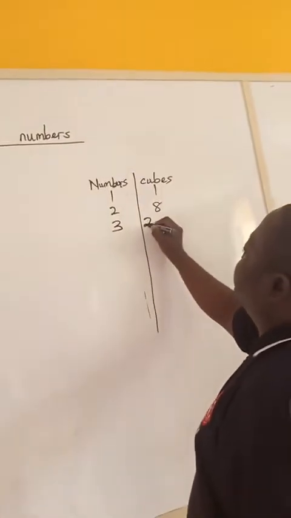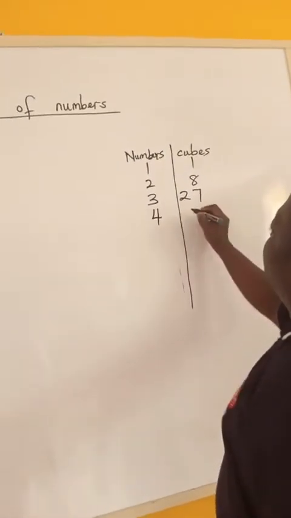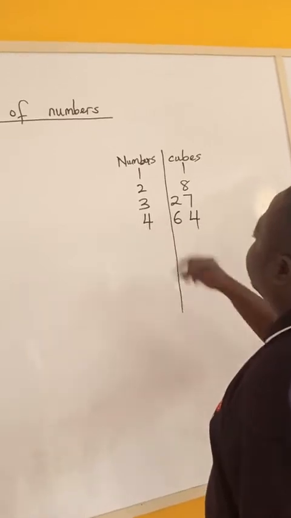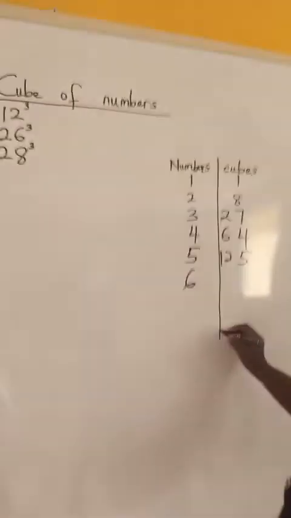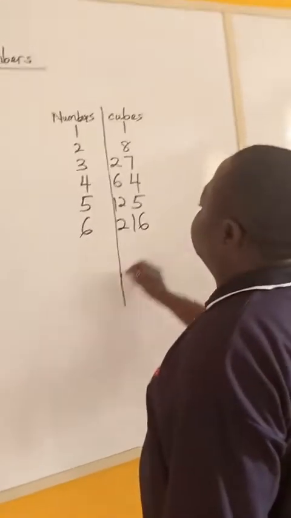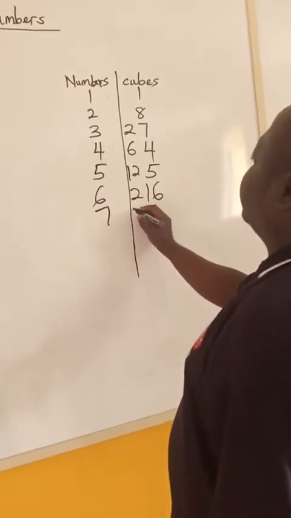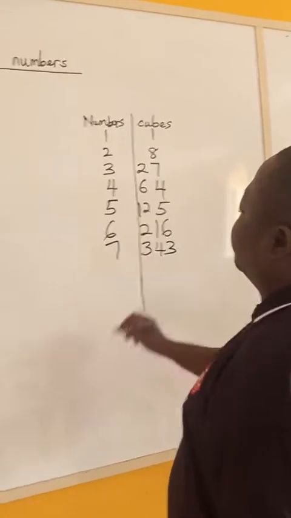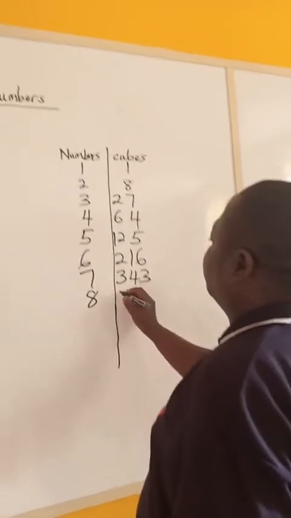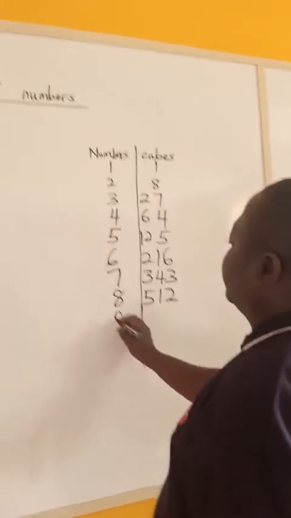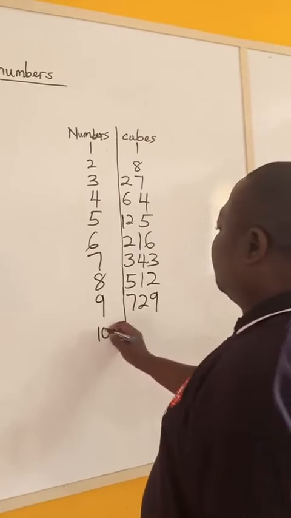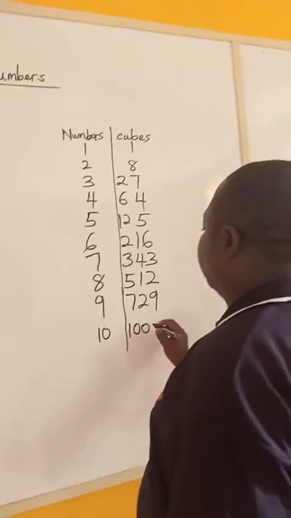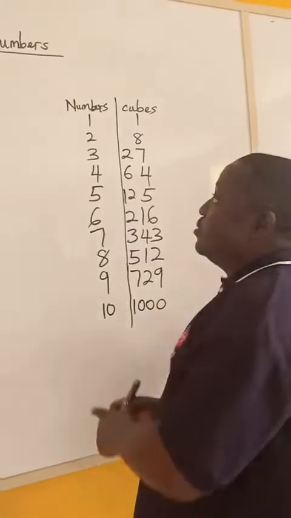Cube of 3 is 27. Cube of 4 is 64. Cube of 5 is 125. Cube of 6 is 216. Cube of 7 is 343. Cube of 8 is 512. Cube of 9 is 729. While cube of 10 is 1000. Now, having known this, then we can start the calculation.